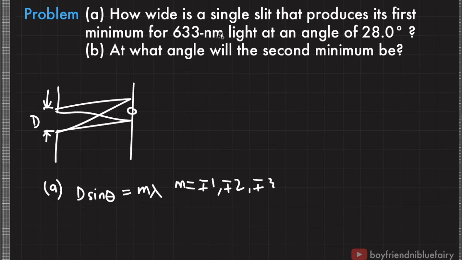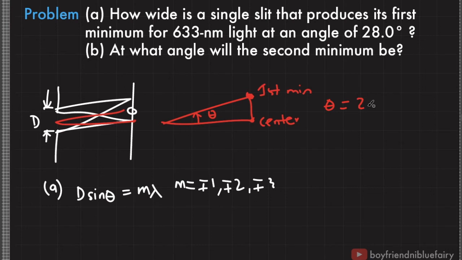In the problem, the first minimum occurs at an angle of 28.0 degrees. If I separate this triangle here, this point is the first minimum, and this is the center of the diffraction pattern. This is the theta between the first minimum and the center of the diffraction pattern, and this theta is equal to 28.0 degrees based on the given. Since this is the first order minimum, m here is equal to 1.